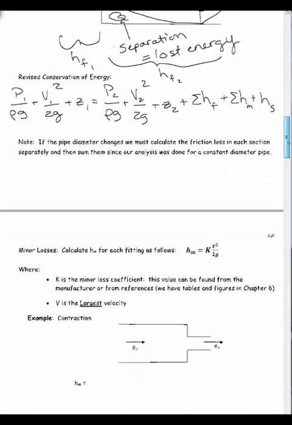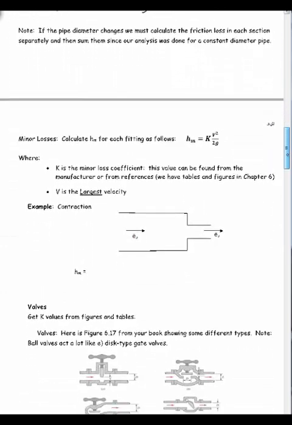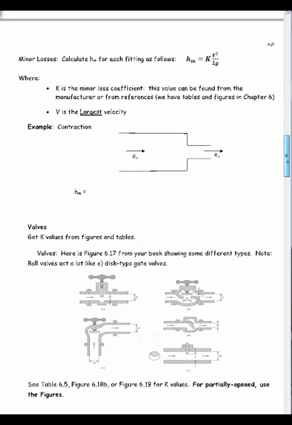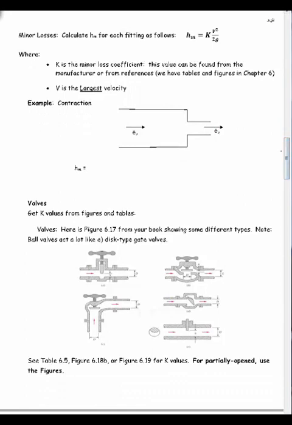All right, so the equation for minor losses. It's kind of like what we had for frictional losses, but now it has this K value in it. So HM equals K V squared over 2g is the equation for minor losses. It's on your equation sheet. And the K is a different number for a valve than for an elbow, and so forth.